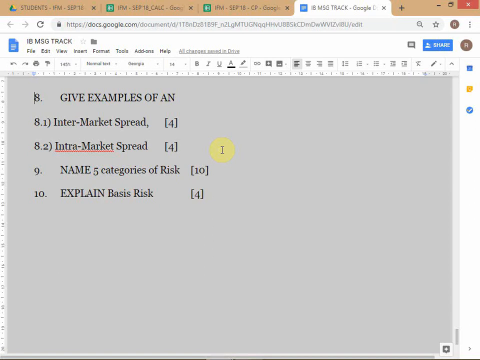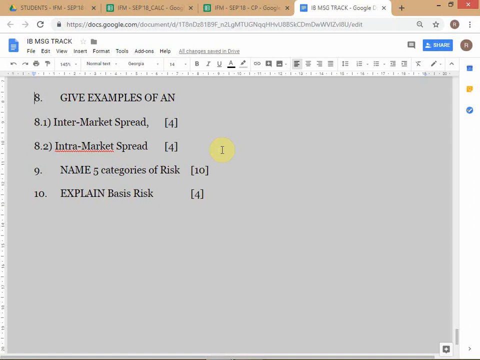So futures contracts you don't mention in terms of running from January to October. You have to mention it as short soybeans for January, long soybeans for October, and so on and so forth. One month only. You mention only one month. All right. So that's intramarket spread. Five categories of risk we have already done.